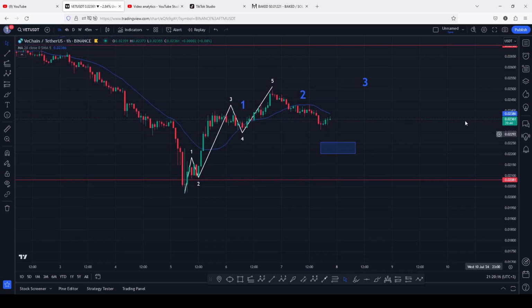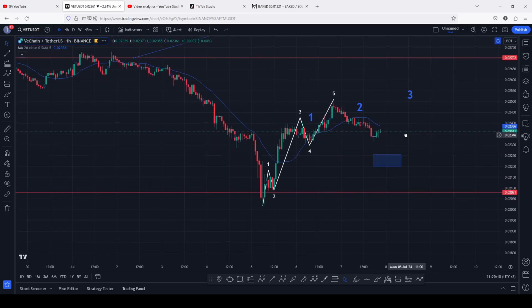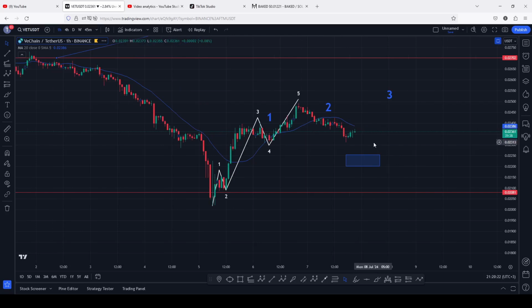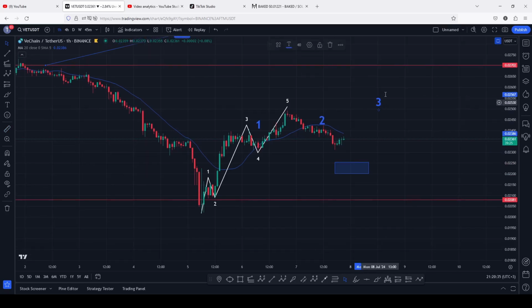We need to be very cautious, because in case we get rejected at the 20-day MA, that means that Vechain is going to see a bit of a pullback in the next coming hours to hit this target area I have over here. Once we have a low in place in the formation of this wave 2, then we can continue seeing higher prices in the formation of that wave 3.